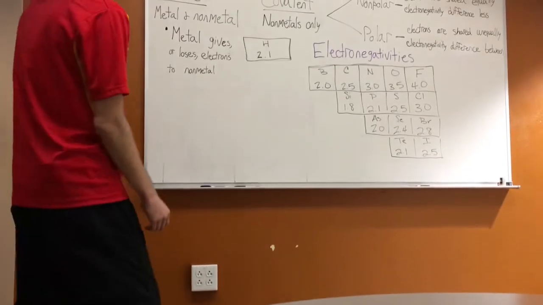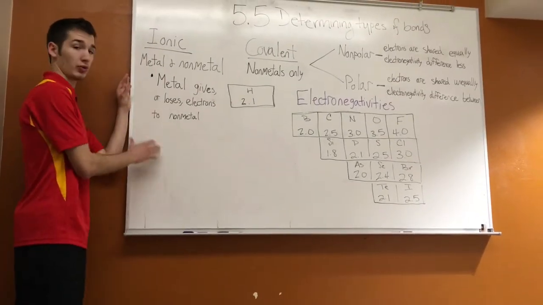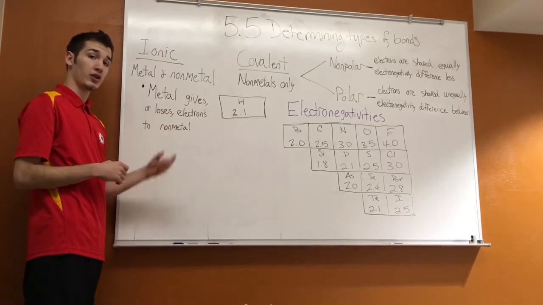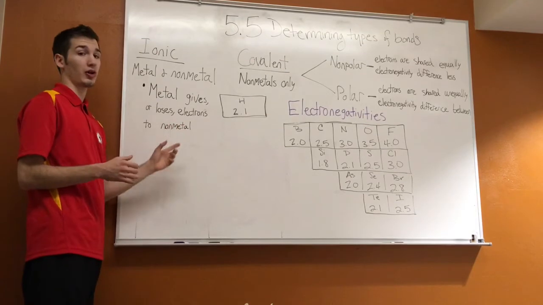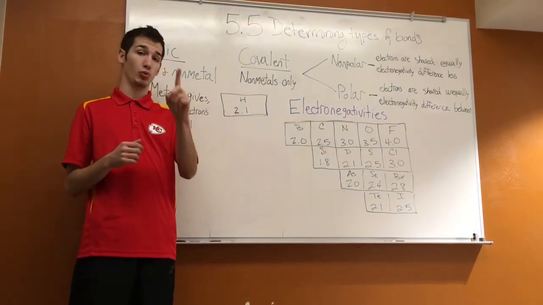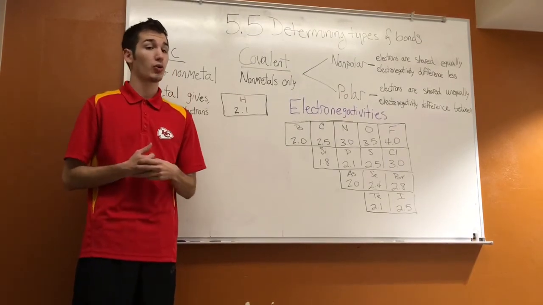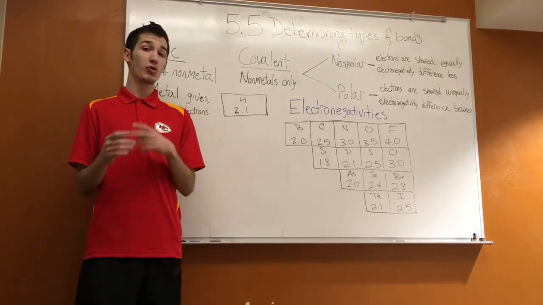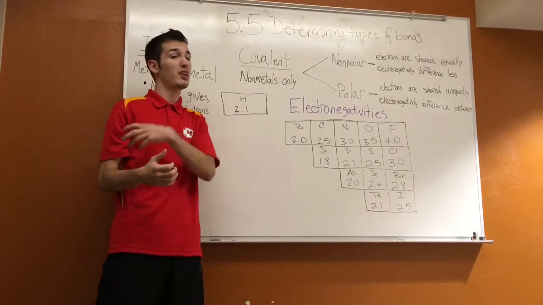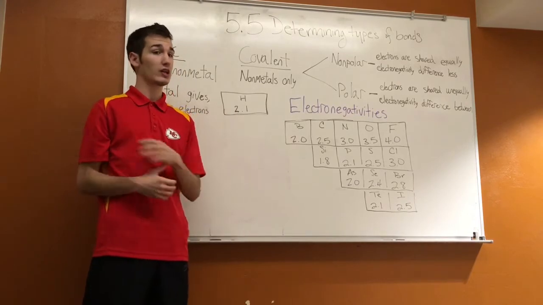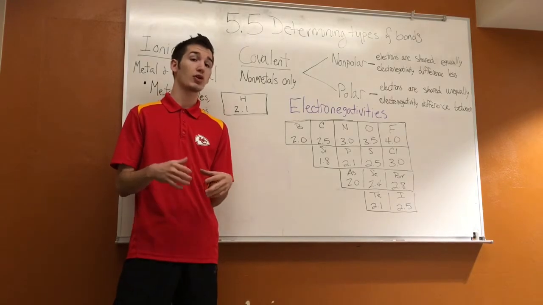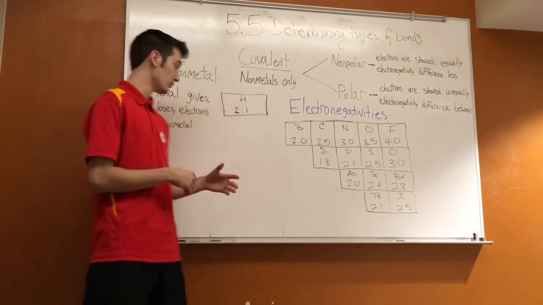What happens electron-wise in an ionic bond is the metal gives away, or really loses, electrons to the non-metal. So let's look at sodium and chlorine. Remember that sodium has one valence electron and chlorine has 7. Sodium gives that valence electron to chlorine. Chlorine takes it away. They don't share it, it just takes it. That's what happens in an ionic bond.